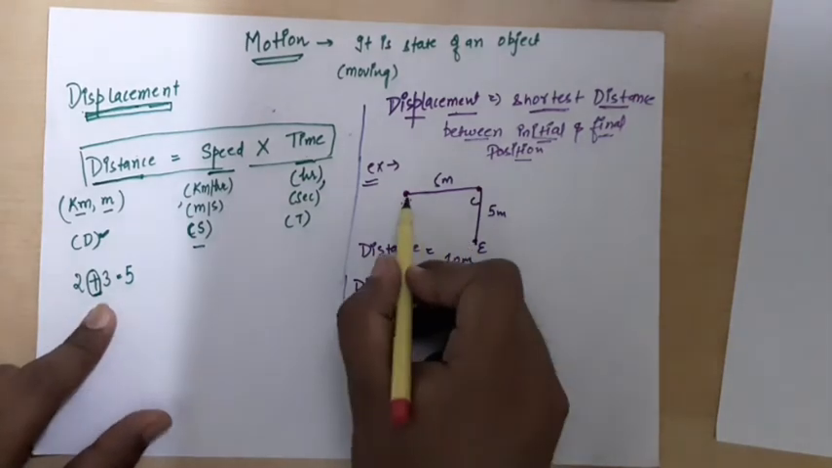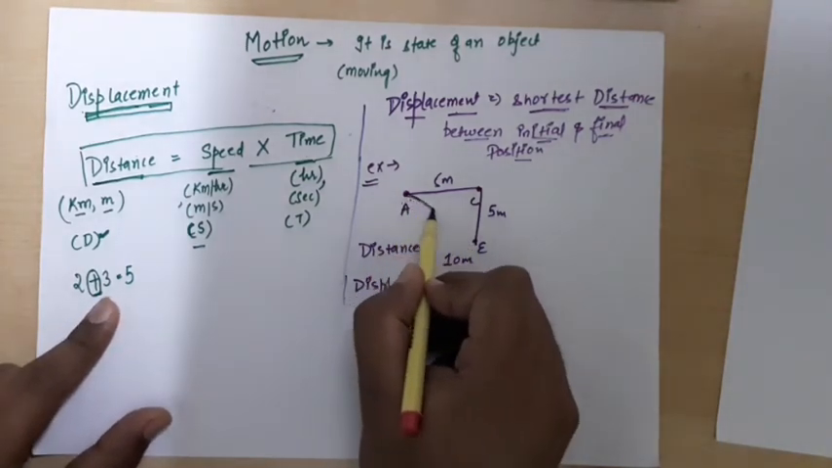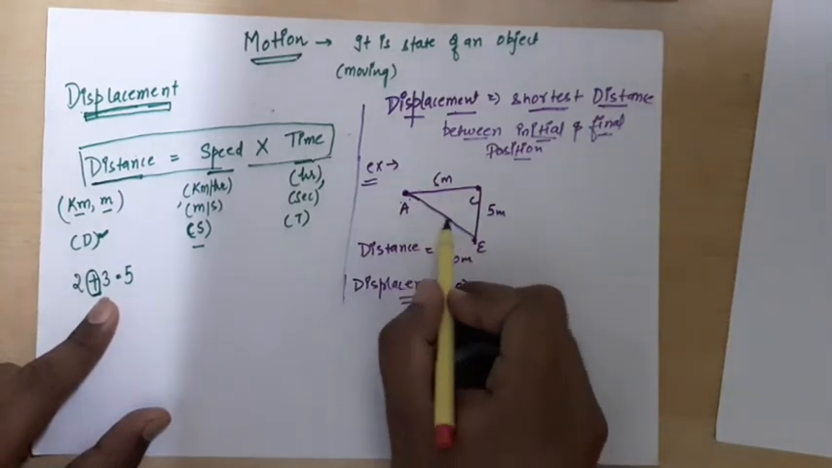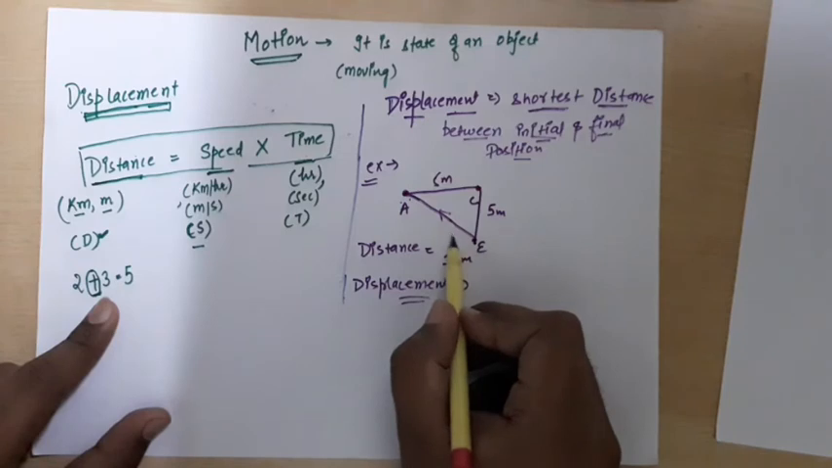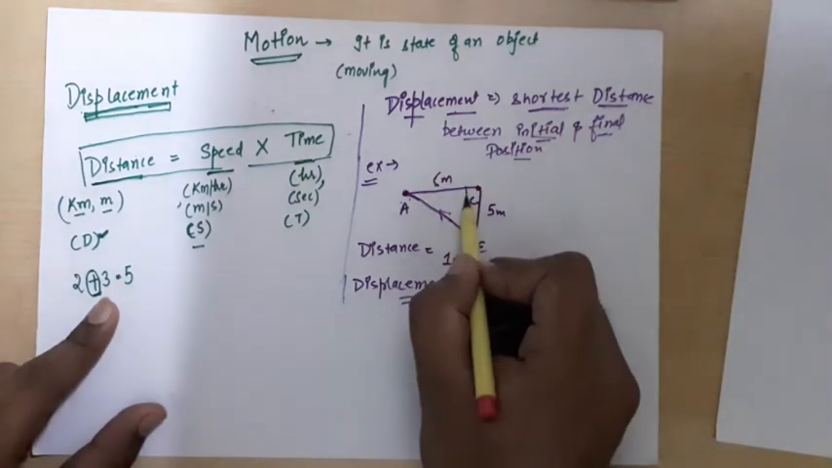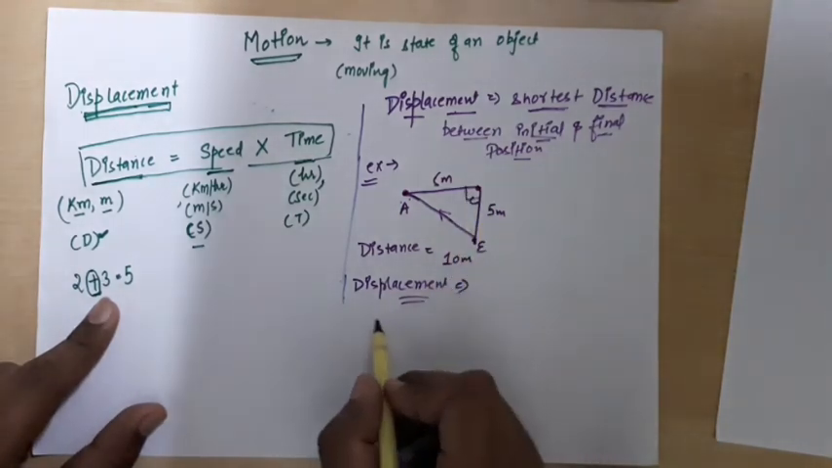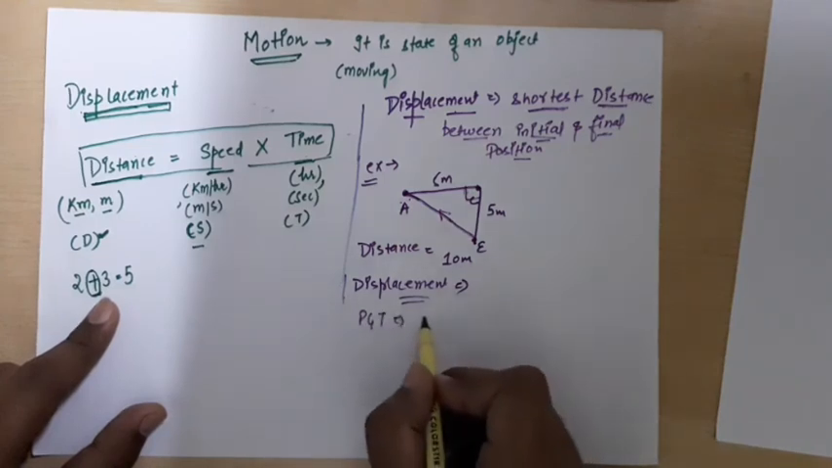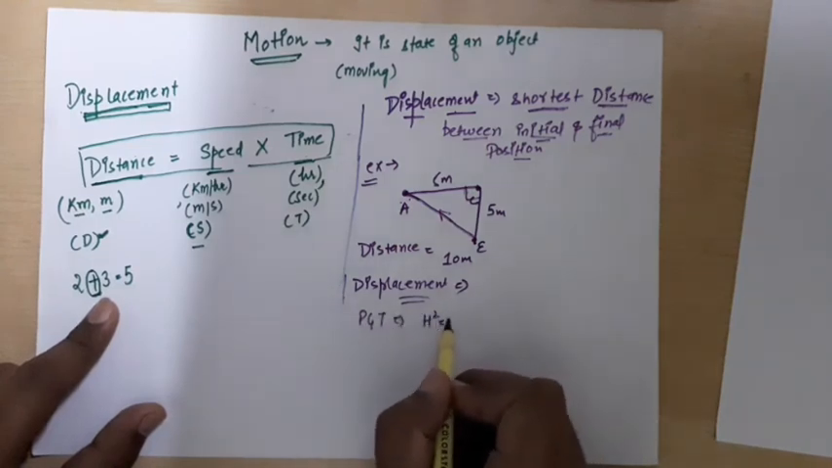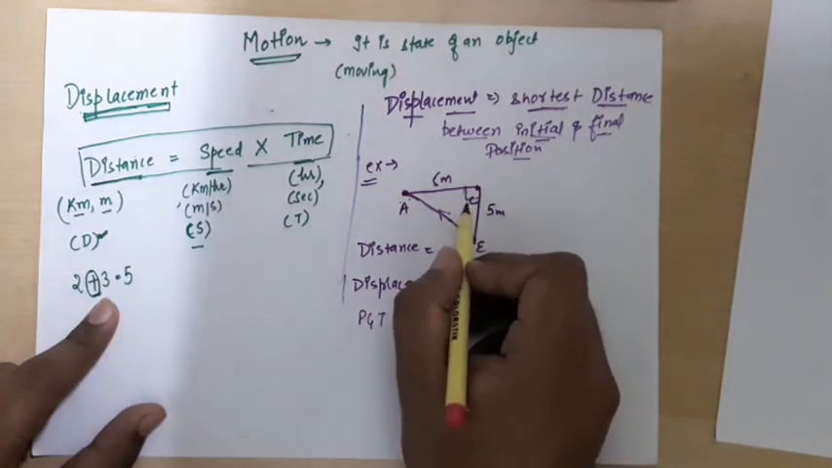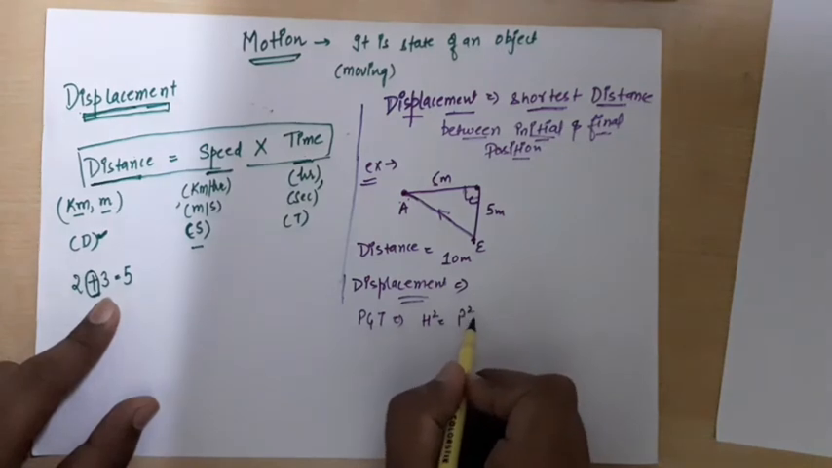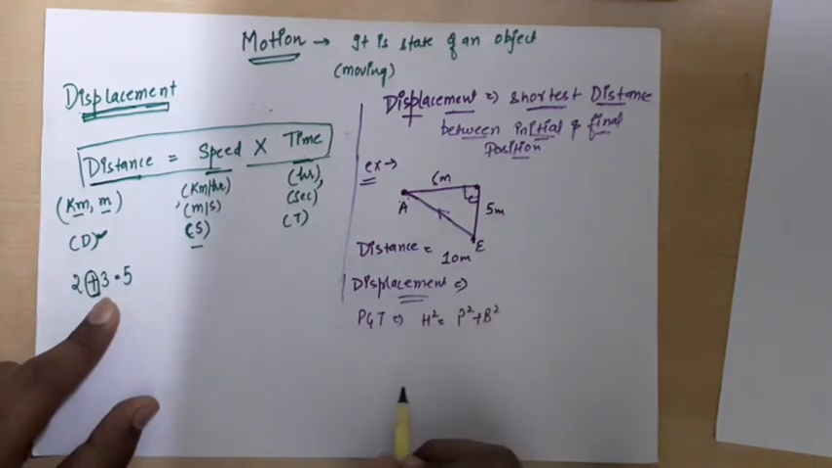She can move from this E to A diagonally, right? So this will be her shortest path. How can we calculate this EA? By using the Pythagoras theorem, which we have studied in our junior standards, which is applicable in a perpendicular situation only. In a right angle triangle, hypotenuse square is equal to perpendicular square plus base square, right?